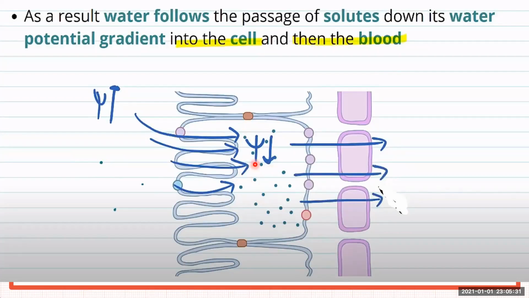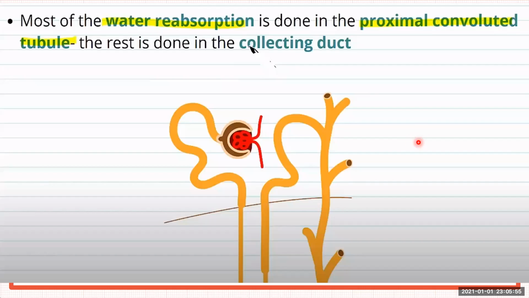So what will happen because of this, water will flow inside the cell and then into the blood, because the water potential in the cell was lower because of a large number of solutes, and the water potential in the tubule was more. So it follows the path, and then through the cell, it moves out into the blood and gets reabsorbed. So most of the water reabsorption is already done in the proximal convoluted tubule, right?